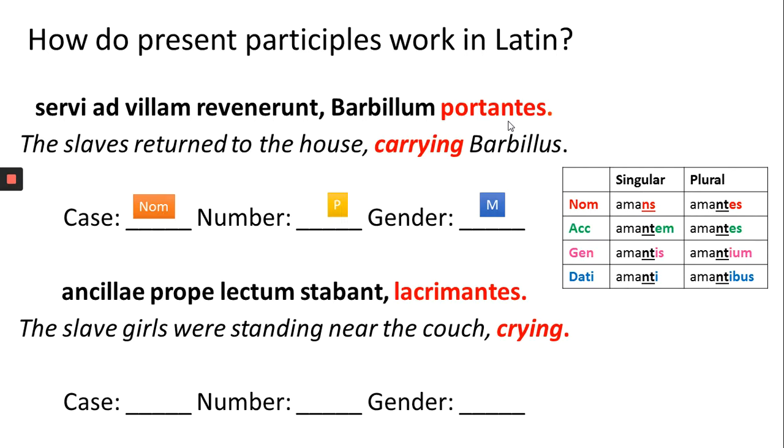The participle here is describing the slave girls. The slave girls are in the nominative case. They were standing. There's more than one, so it's plural. And the gender of the noun ancillae is feminine. So here, once again, nominative plural, we have NT, you can see in lacrimantes. So lacrimantes is agreeing with ancillae, much like portantes is agreeing with servi.